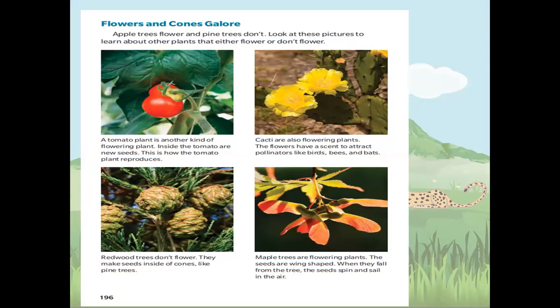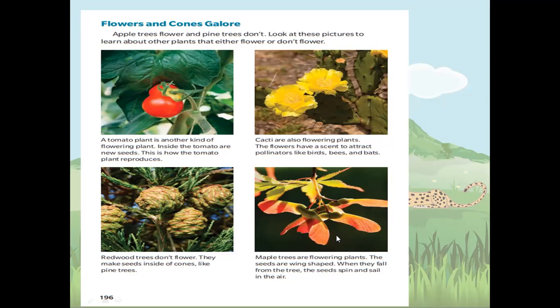Here, he's given us different examples of different plants. Some of them are flowering, others are non-flowering, like redwood. The first picture is about the tomato plant, and it's very obvious that the tomato plant is a flowering plant that gives fruit and flower. Cactus also makes this yellow flower, so it's a flowering plant. Redwood trees don't flower, they are non-flowering, they give cones. And the pine tree.